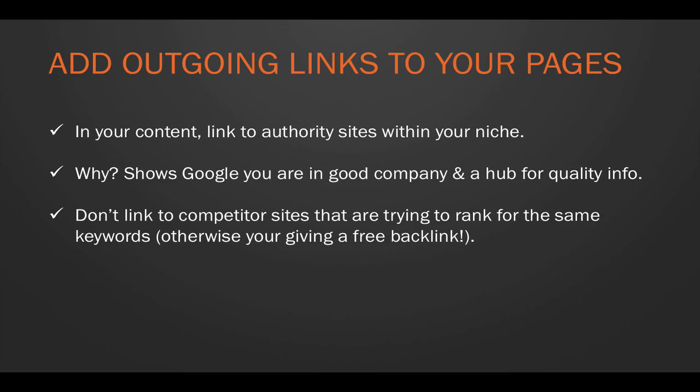So what you need to remember is that you don't want to link to competitor sites that are trying to rank for the same keywords as you. Otherwise, you're just going to be giving them a free backlink, which is going to push them up the search results. So really you want to link to authority sites that are related to the topic that you're focusing on, but not direct to competitors. And roughly what you want to be doing is adding 2 to 4 outgoing links per 1,000 words.